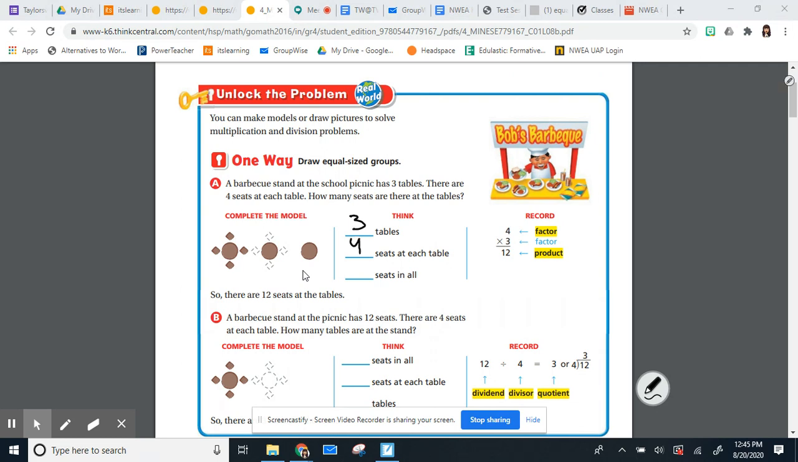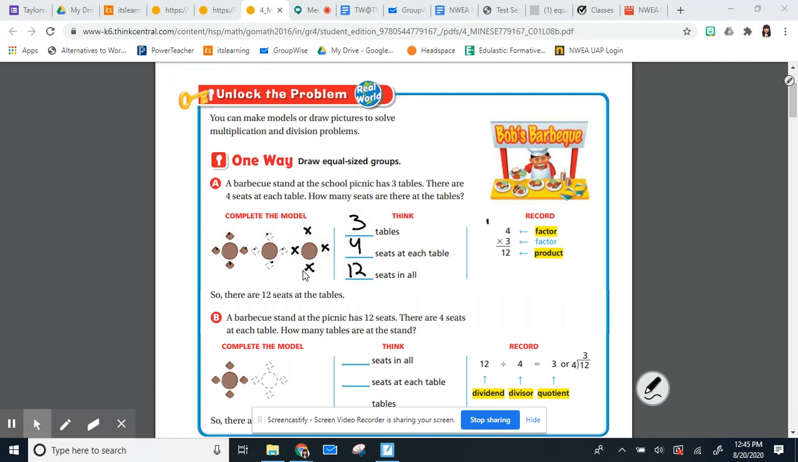Okay, so I'm going to fill mine in over here. 1, 2, 3, and 4. Okay, so then you can count each seat at each table. 1, 2, 3, 4, 5, 6, 7, 8, 9, 10, 11, and 12. So there are 12 seats in all.